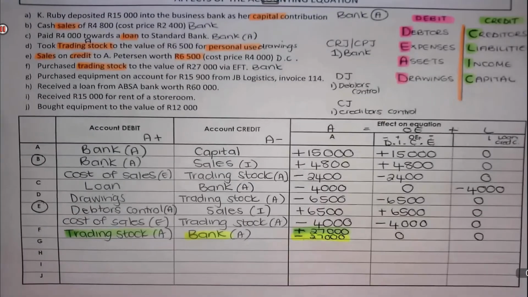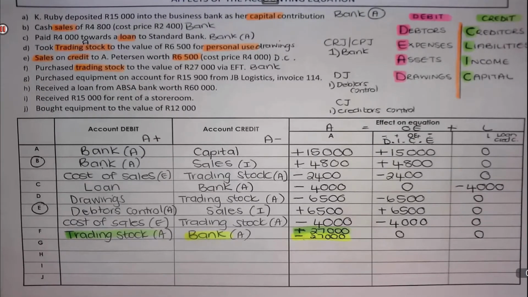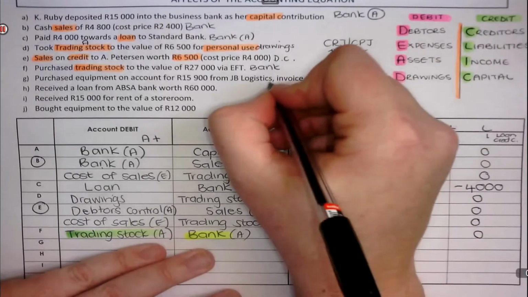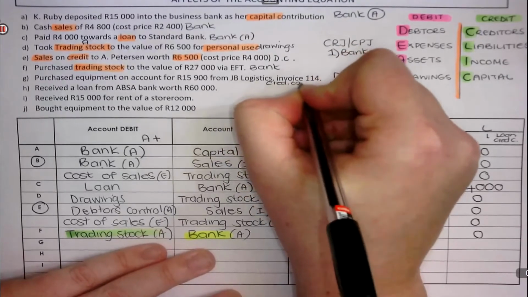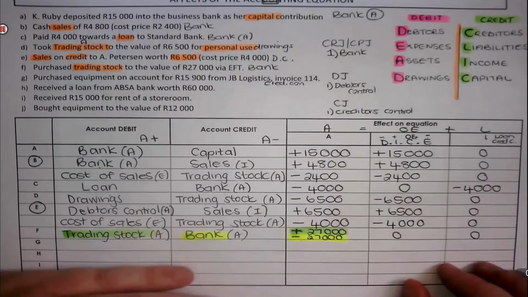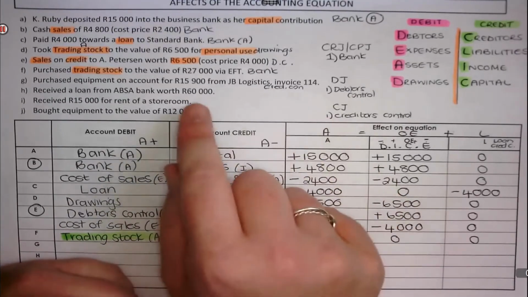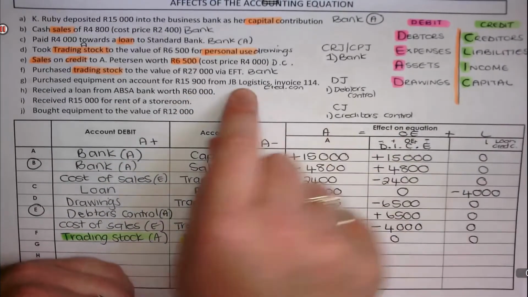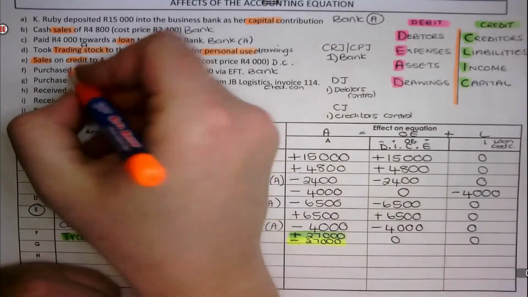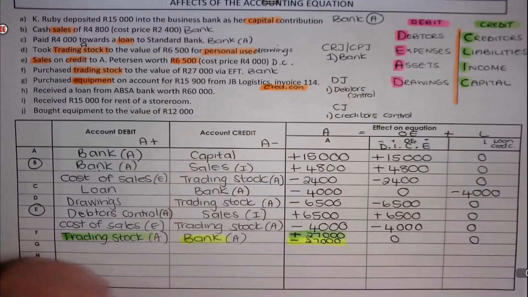Number G, you purchased equipment on account for 15,000 Rand from JB Logistics, invoice 114. So now you're purchasing something from another business on account. What we call that is your creditors control. Belongs in the CJ. If you're not sure about the DJ, CJ, go have a look at my earlier videos, and maybe it'll be able to help you a bit. But a CJ is recording when the business buys on account from another business. They're buying from JB Logistics on account. So they've purchased equipment, and the other account is creditors control.